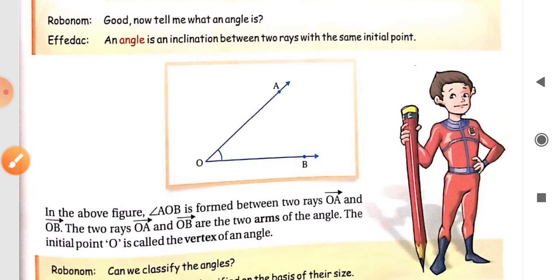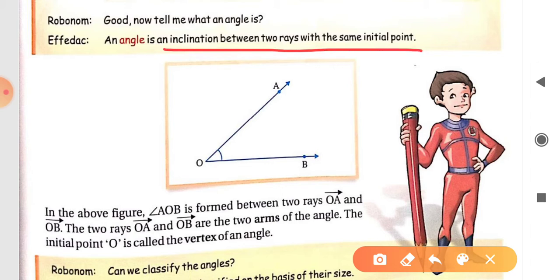Next is what is an angle? An angle is an inclination between two rays with the same initial point, that is starting point. An angle is made by using two rays with same starting point. In this figure, AOB is an angle, and it is formed by using two rays OA and OB. These rays are known as arms of the angle, and O is the starting point and it is known as vertex of the angle.